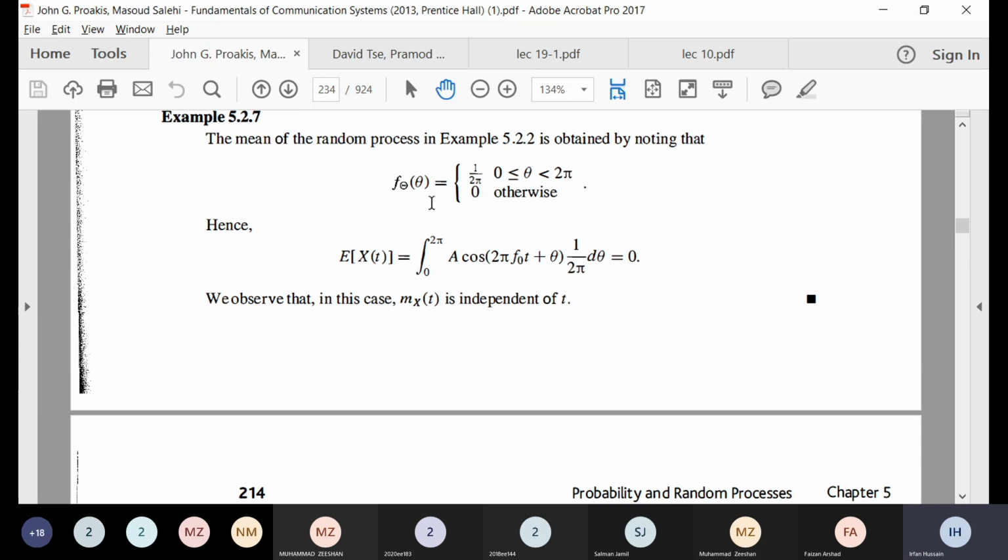All right, so this means that we have to go through these examples. Now let us say that we have a random process in example 5.2.2. In this example, the random variable was a uniform random variable going from 0 to 2 pi. So you know its PDF will be of height 1 over 2 pi. But the random process was actually this function, A cos(2 pi f naught t plus theta).